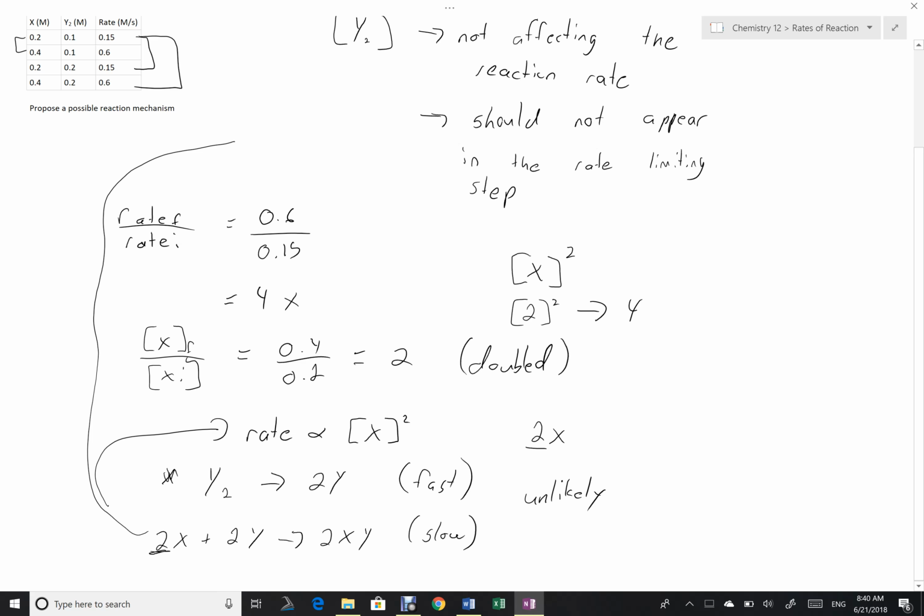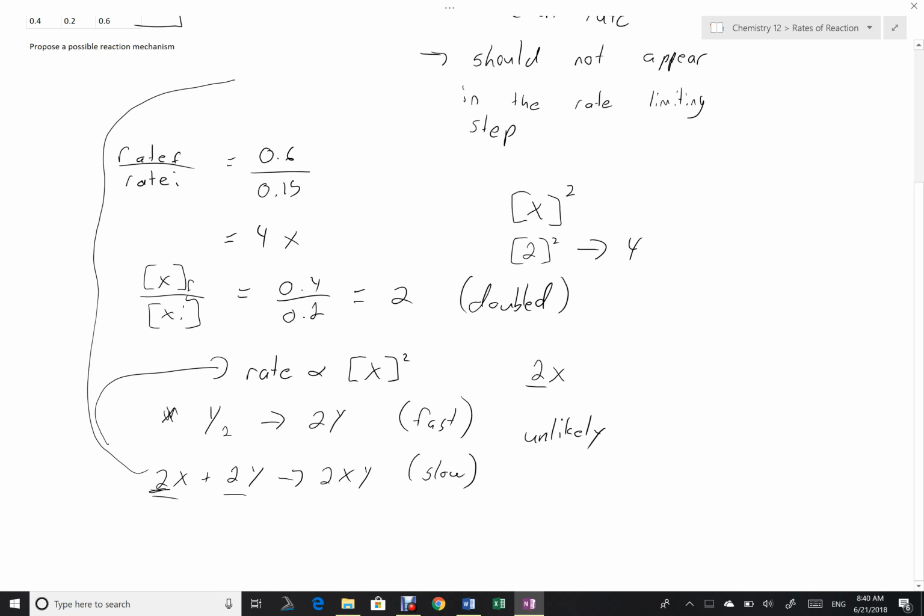It's unlikely because it would involve 4 particles colliding at the same time. That doesn't make a lot of sense if you imagine all these particles flying around in space. 4 of the exact particles you need hitting at the same spot at the same time doesn't make a lot of sense. So let's try and come up with a reaction mechanism that's a little bit better. Although, on something like a test or something like that, this would be acceptable.